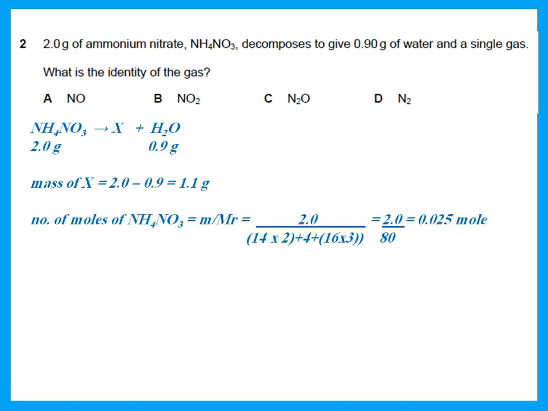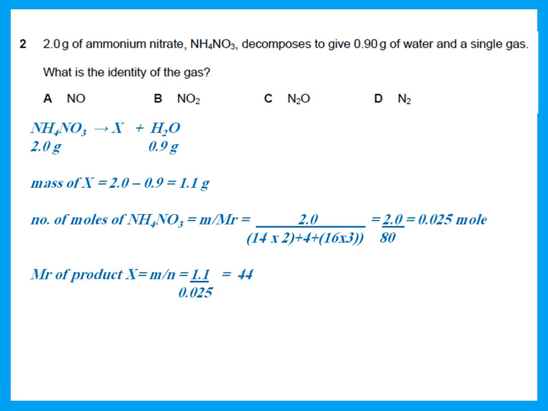Then I can get the number of moles of ammonium nitrate. What is the number of moles of ammonium nitrate? It is mass over molecular mass. He gives me 2 grams. I calculate the molecular mass. You, of course, remember how to calculate molecular mass. The mass of nitrogen times how many, plus the mass of hydrogen, the big number from the periodic table. I'm just reminding you. Plus the oxygens, I have 3 of them, so that would get you the MR. Divide 2 by that, that gives you the number of moles of ammonium nitrate.